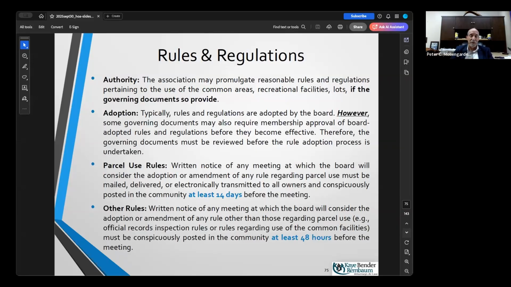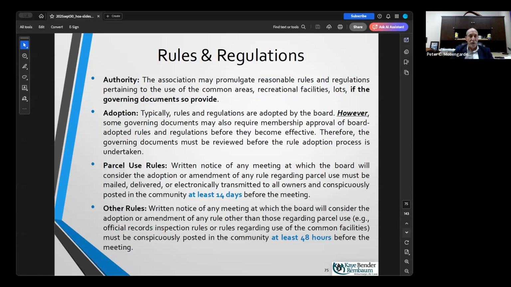I've seen some documents that only give the authority to pass rules regarding the common area and not with respect to the use of the lots. So again, the authority to adopt rules and what those rules can cover is driven by your documents, not by statute. Again, it's typically the board, but not always.